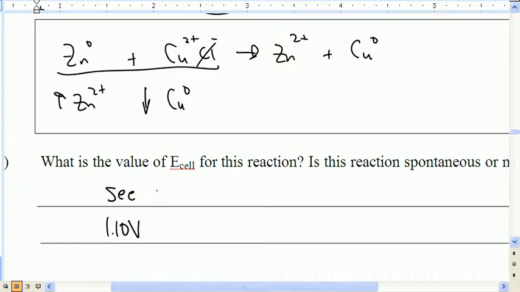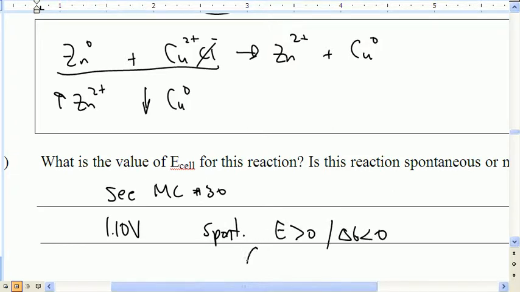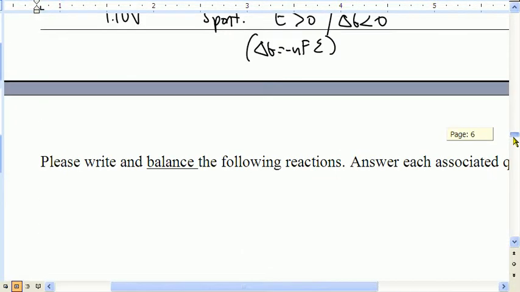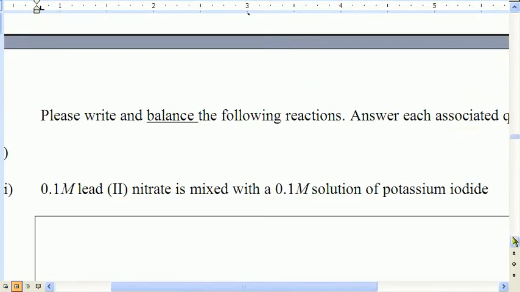For this, I'm going to say C, multiple choice, number 30. And it's spontaneous. If E is greater than 0, delta G is going to be less than 0. Remember, the equation is delta G is negative nFE. Alright, next one.